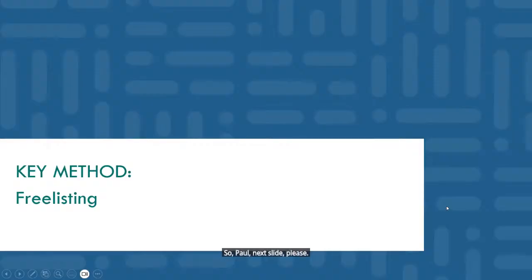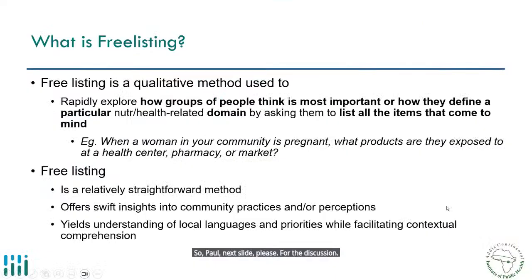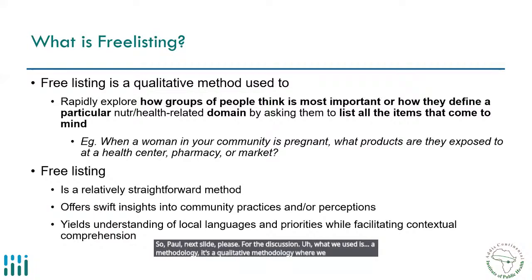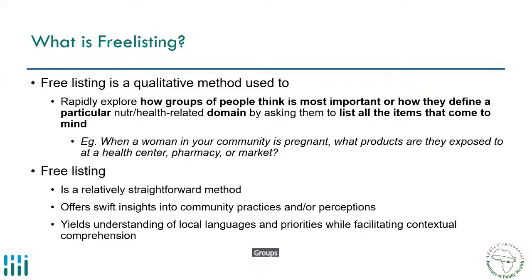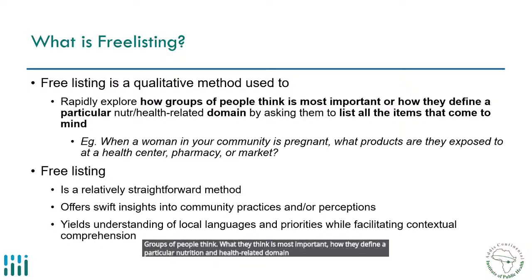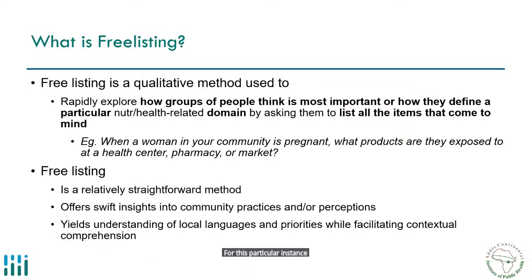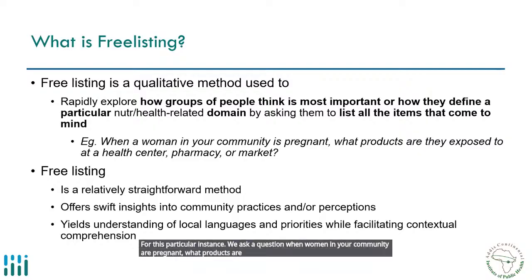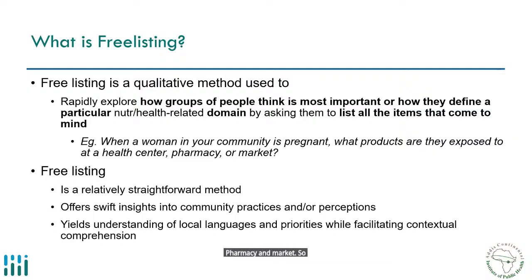For the discussion, what we used is a qualitative methodology where we explored how groups of people think, what they think is most important, how they define a particular nutrition and health related domain, by asking them to list all the items that come to mind. For this particular instance, we asked: when women in your community are pregnant, what products are they exposed to at health center, pharmacy, and market? So they came up with a list of responses. I will show you the responses in the next slide.